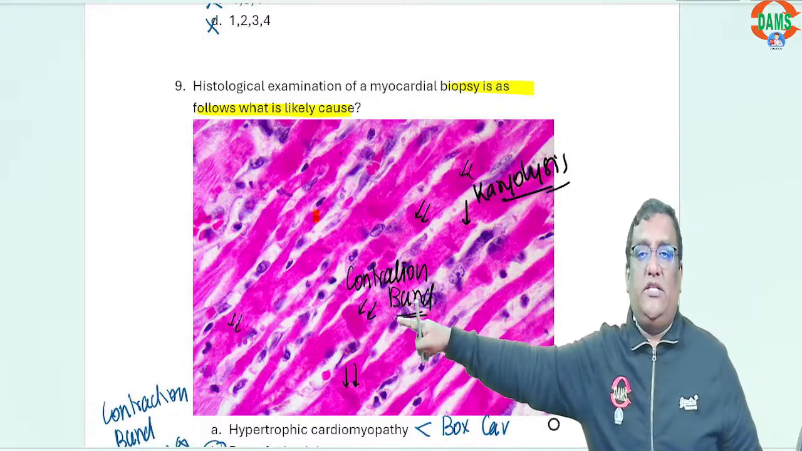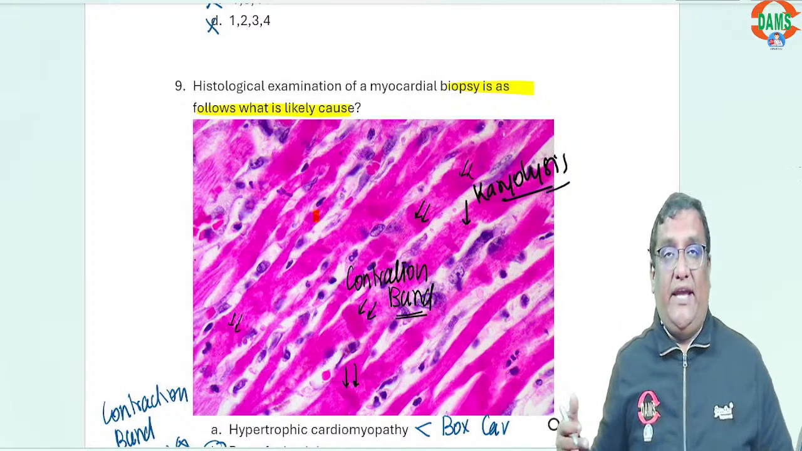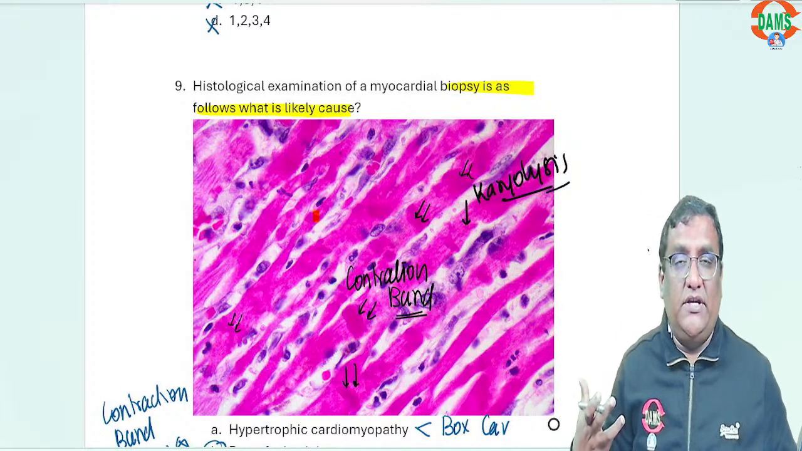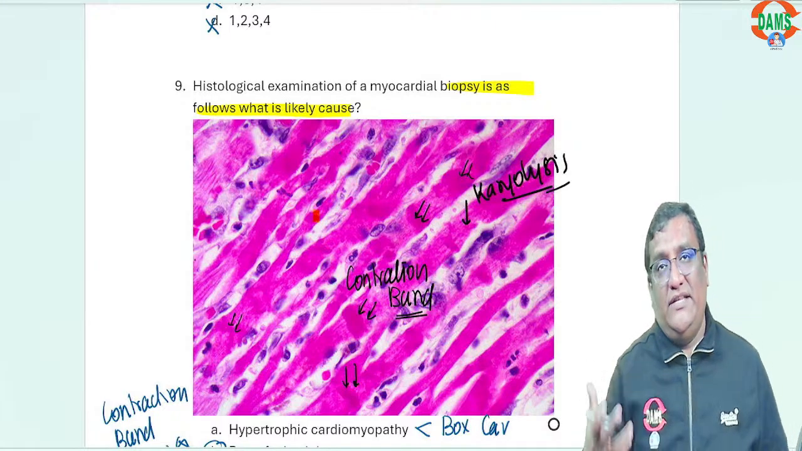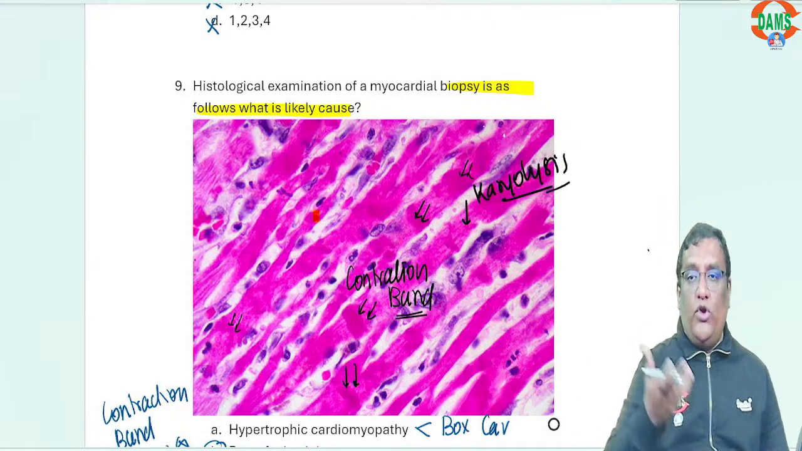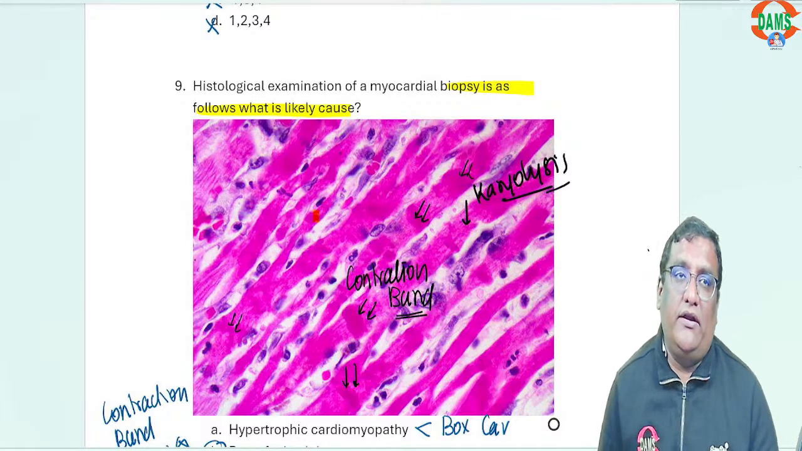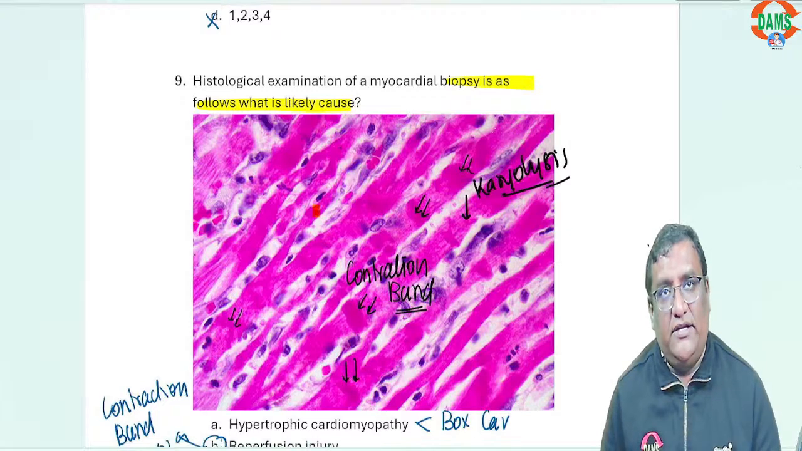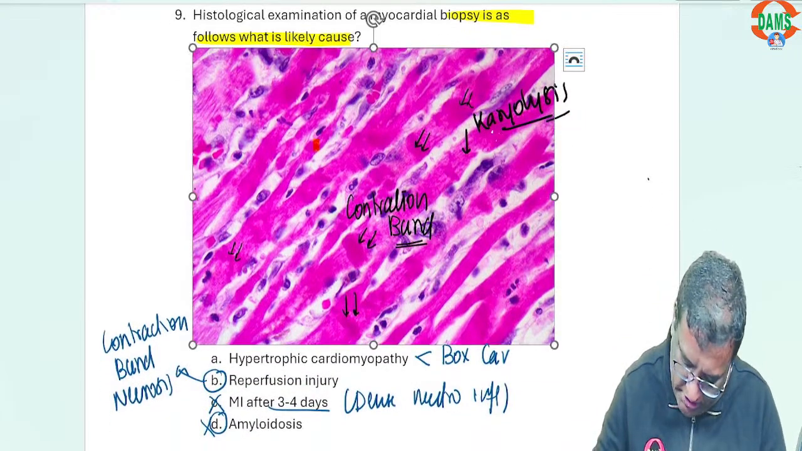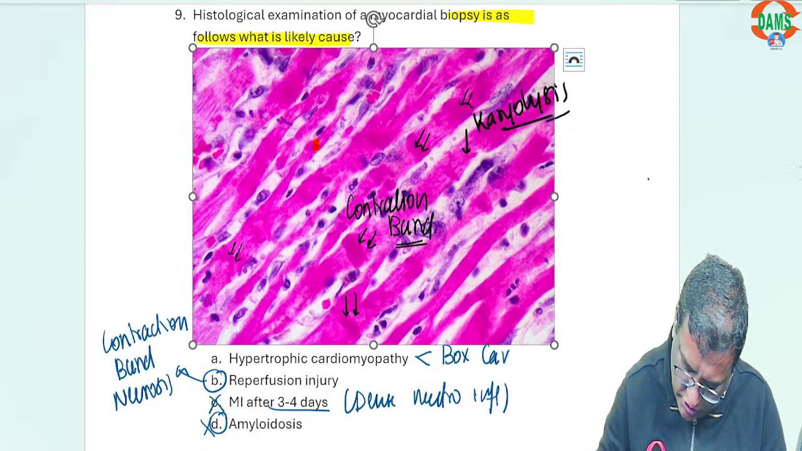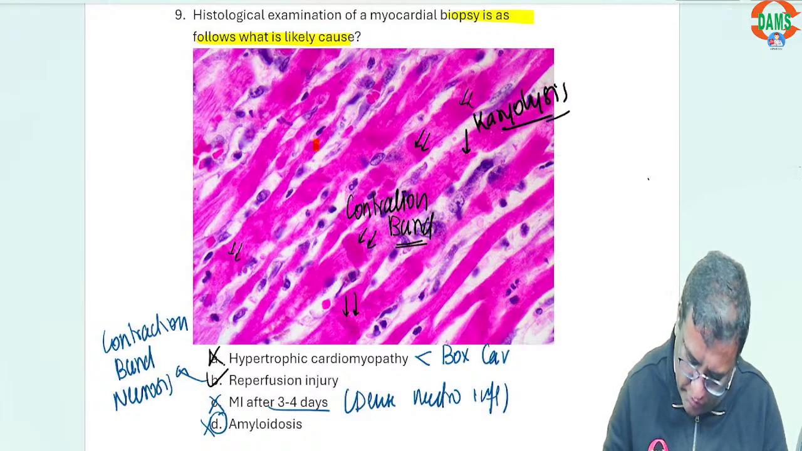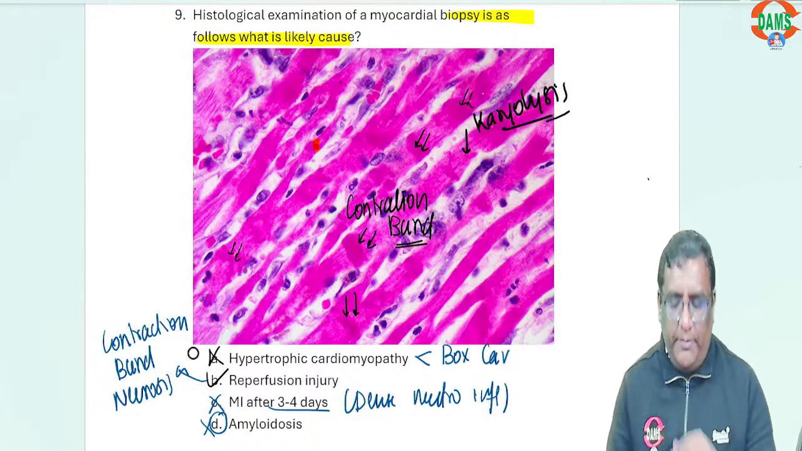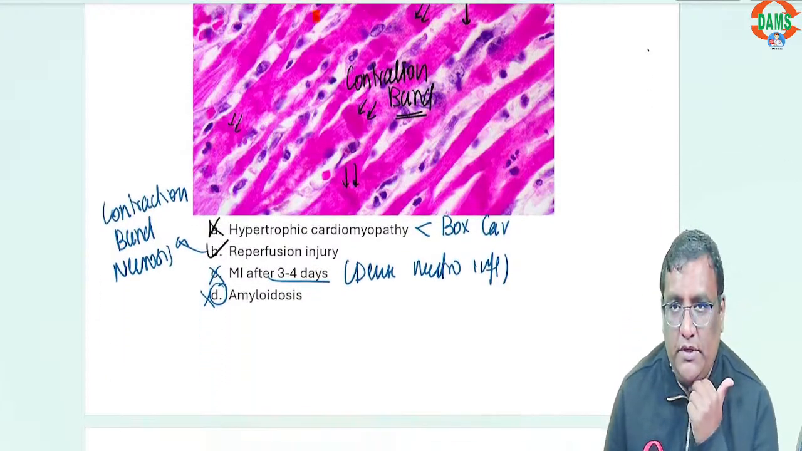Mechanism of such a contraction band is due to increased calcium. Whenever you reperfuse a hypoxic tissue, more calcium reaches the site, and when more calcium reaches, that induces a contraction, and this is a contraction band necrosis, very characteristic of reperfusion injury. Correct, that is the correct answer here, option B, not option A, reperfusion injury, right?